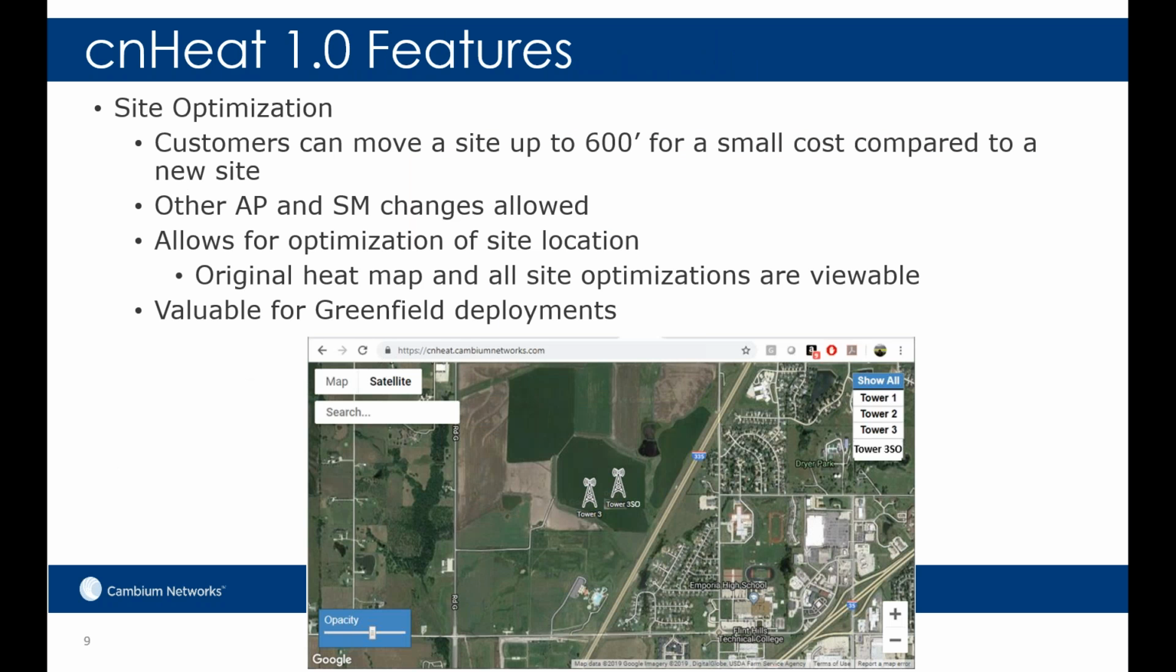Okay. There's another feature that we have, which is site optimization. We had a request, and this might pertain especially to a greenfield site, where we haven't quite figured out where the site is. This is where we think it's going to be, but we could optimize it. So for a small incremental cost above the normal cost to install the site, we'll allow you to take a site and move it up to 600 feet and change other parameters too if you want to in the AP and SM, and try to optimize that site so you can figure out the best way to do the site before you deploy it, and you can save yourself lots of money.